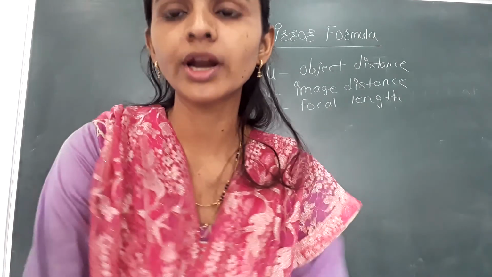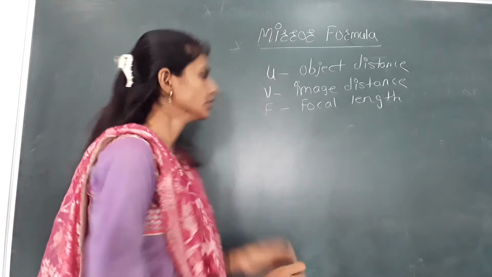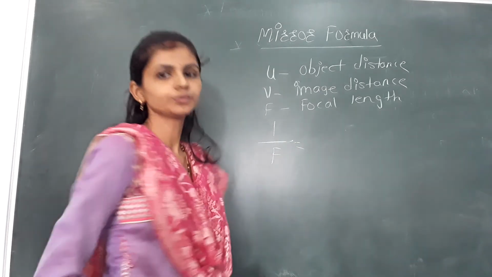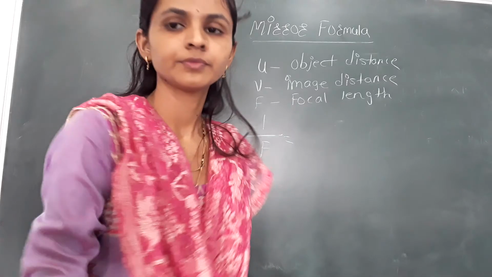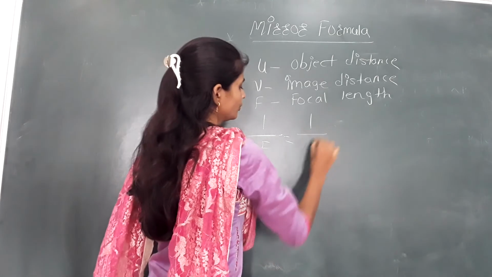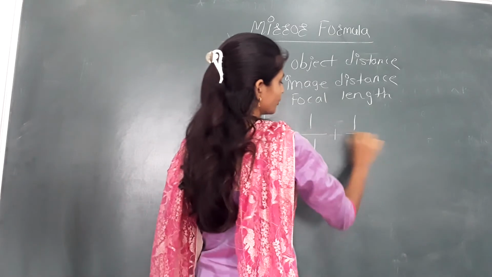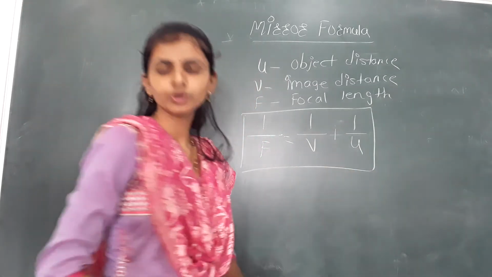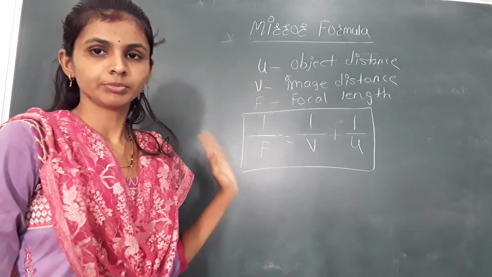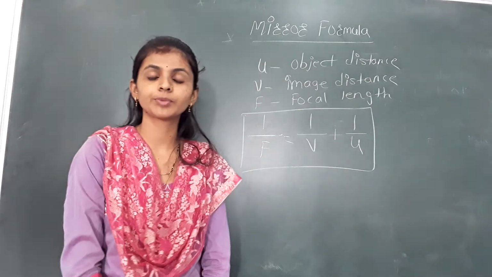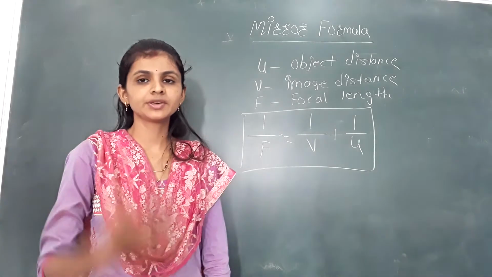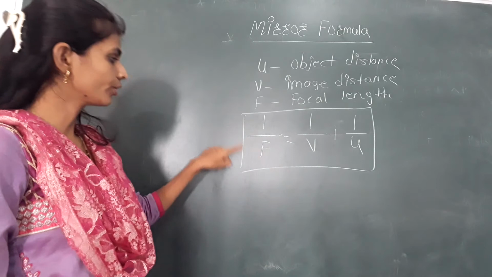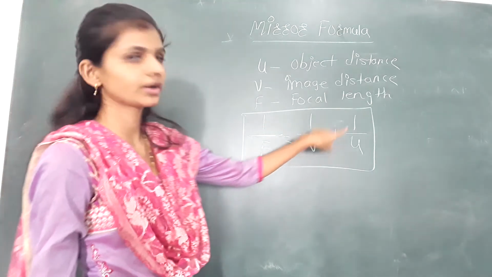So here I am going to write down the formula. 1 upon f is equal to 1 by v plus 1 by u. Okay, so this is the mirror formula. By using this mirror formula, we can find the image distance, object distance, or the focal length f. So 1 upon f is equal to 1 upon v plus 1 upon u.